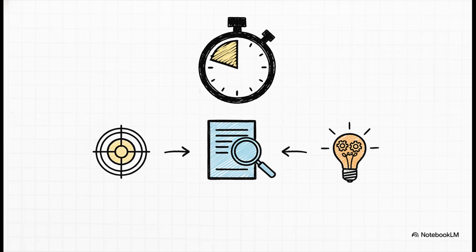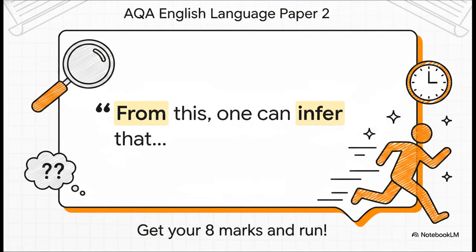You start with a nice comparative opening, something like, "both texts describe." Make your point, drop in a short, punchy, embedded quote as your evidence, and then make a smart inference based on that exact quote. Now pay very close attention to this specific phrase. "From this, one can infer that" is exactly the kind of sentence starter the examiner is desperate to see.